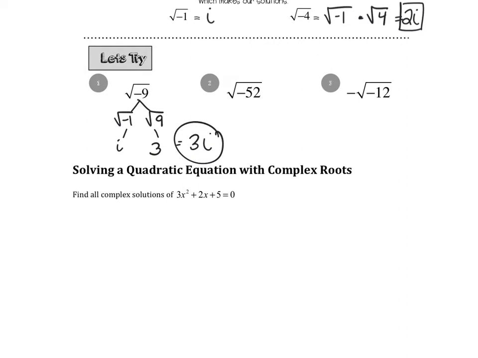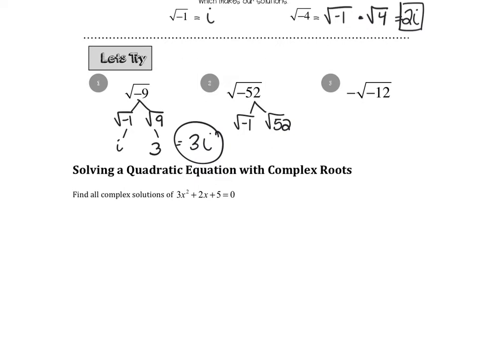In the next one, we have the square root of -52. So remember, I'm going to take the square root of -1 out so that I have an i, and then I'm left with the square root of 52. Now, just like we learned about square roots in the last unit, you have to break down the square root, remember? And think of factors that are perfect squares that come out of 52.